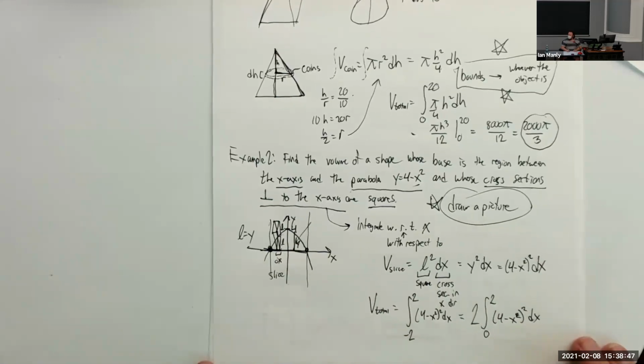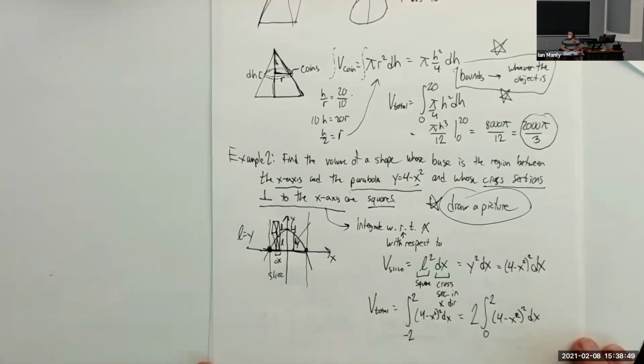If it were integration with respect to y, would we use 0 and 4 as the bounds? Absolutely. And in fact, you predicted an example that's coming later. We're going to use the same thing, but we're going to do dy. So yeah, keep that in mind for later.